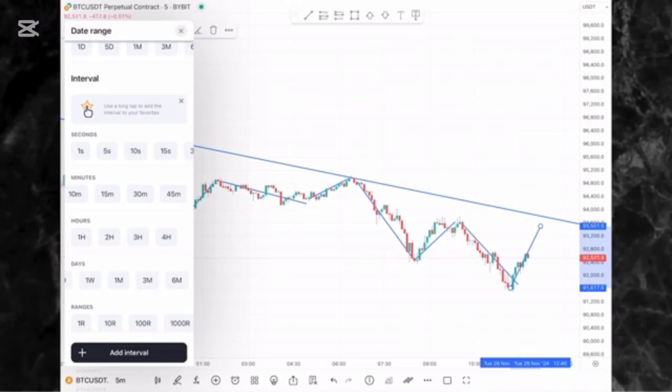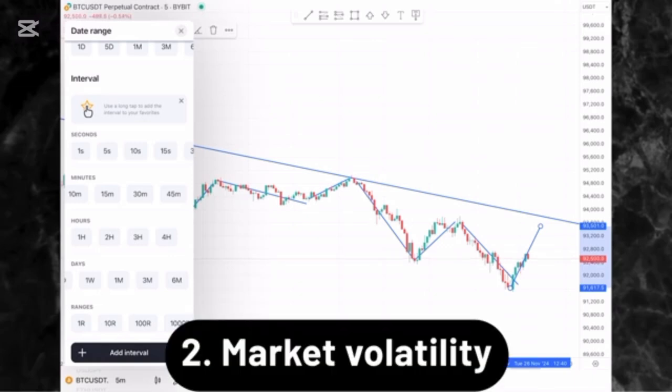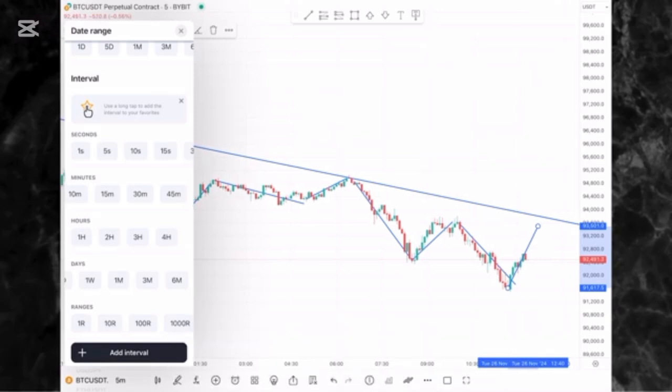That's the first one. The second factor that will determine the type of time frame to use is the market volatility. Now, volatility is when the markets are really going up and really going down. That's what we've been experiencing recently in the crypto space. So in a highly volatile market, that is when the markets are really going high or really going low, shorter time frames might be more informative.